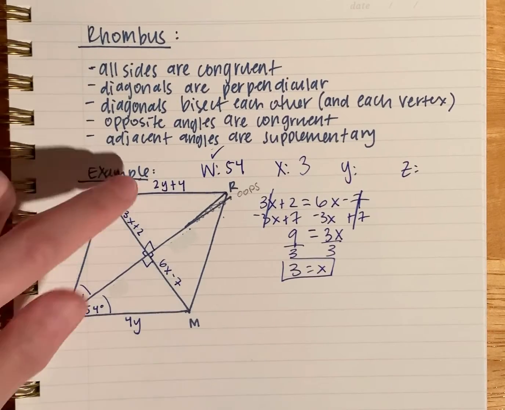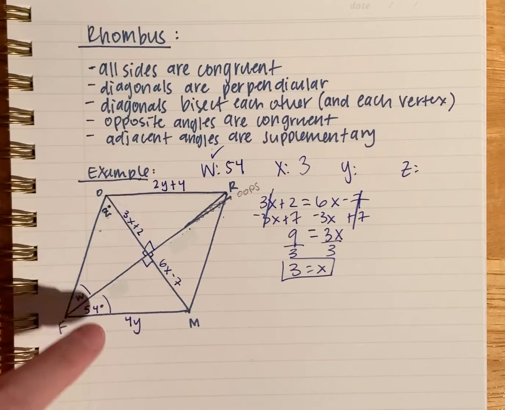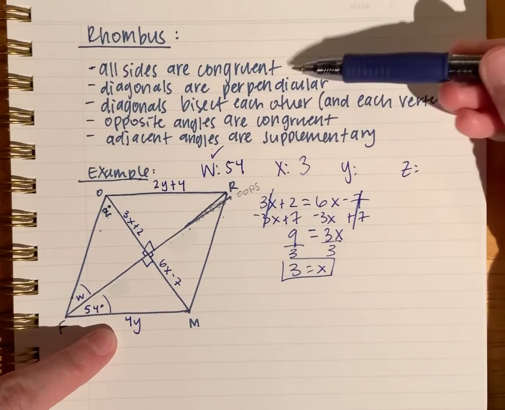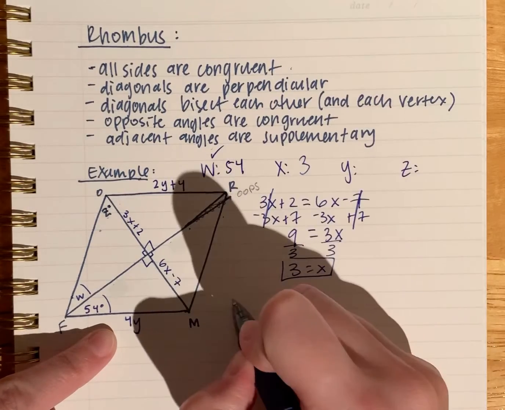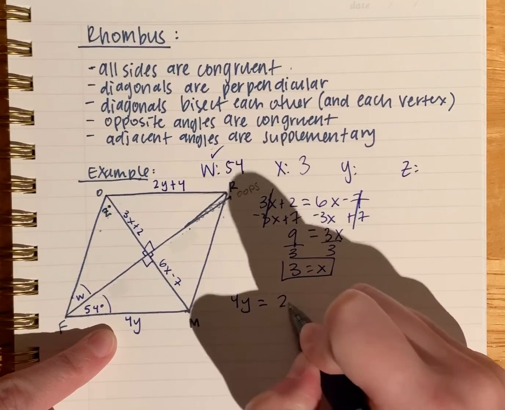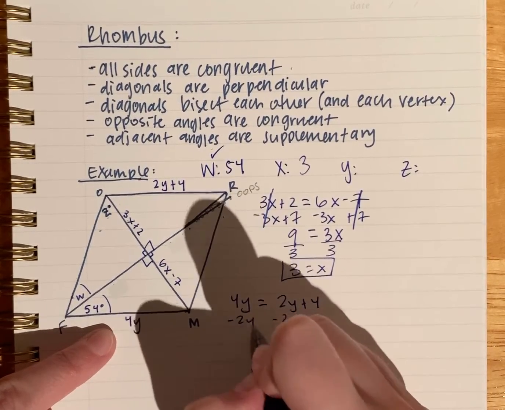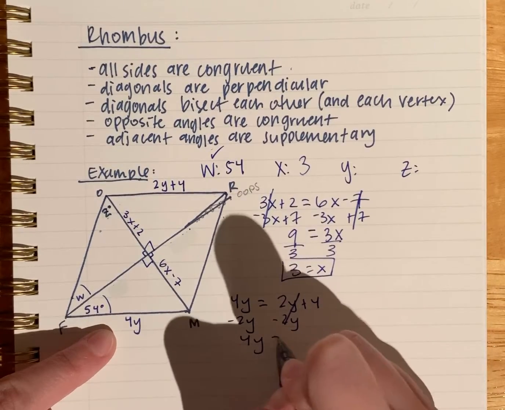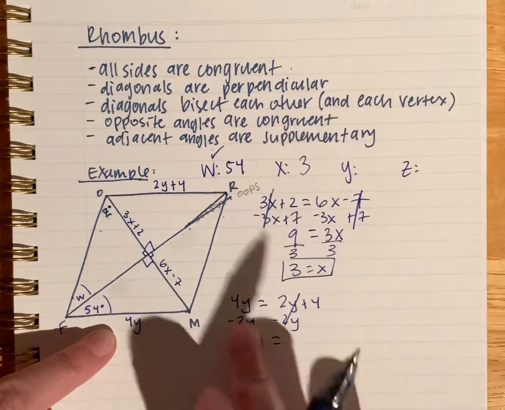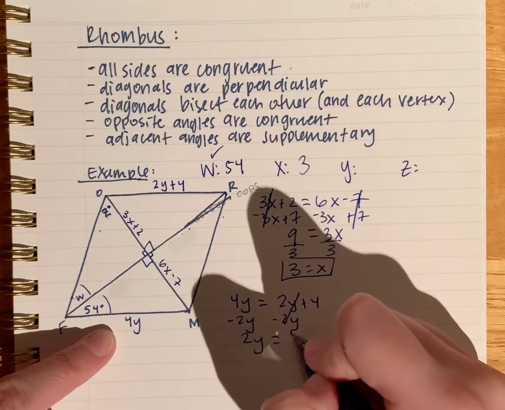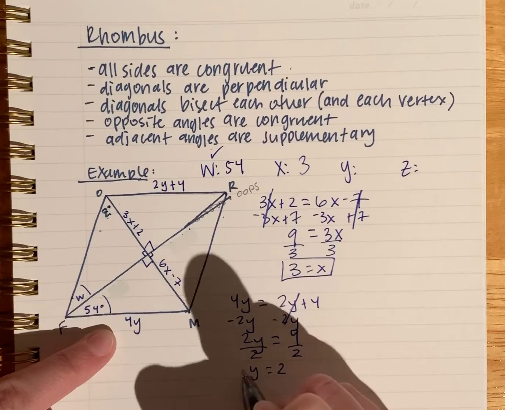Now we have y. Y is talking about the sides. We have this top part is 2y plus 4. The bottom part is just 4y. We know that they are congruent, so similar to how we did this, we're going to set them equal to each other. 4y is equal to 2y plus 4. We're going to subtract 2y from both sides. Whoops, that should be a 2y, my bad. 4y minus 2y gives us 2y. It's equal to 4. Divide both sides by 2. Y is equal to 2.